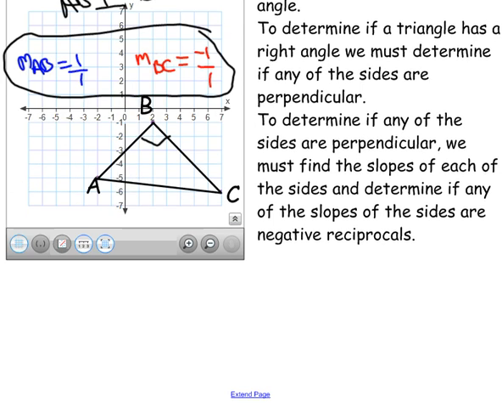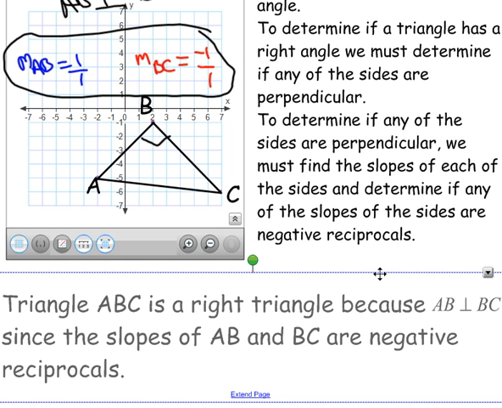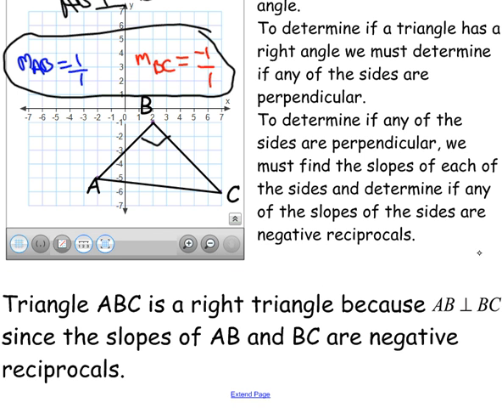So we could write: triangle ABC is a right triangle because AB is perpendicular to BC, since the slopes of AB and BC are negative reciprocals. All right, so that settles it. We just showed it's definitely a right triangle because you have perpendicular lines that form a right angle inside the triangle.